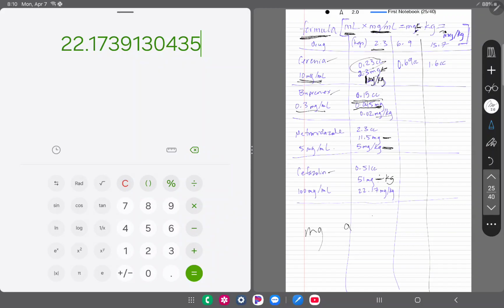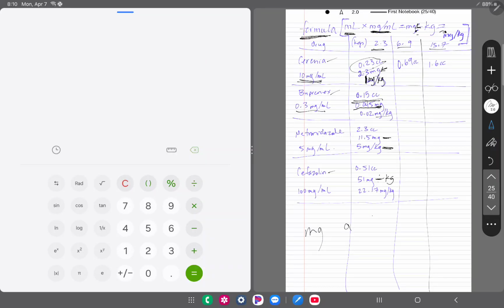All right, so this is the point where you can pause and finish off what a 6.9 kg animal would be and what a 5.7 kg animal would be. And then we'll pick it up here in a minute when you turn the video back on.